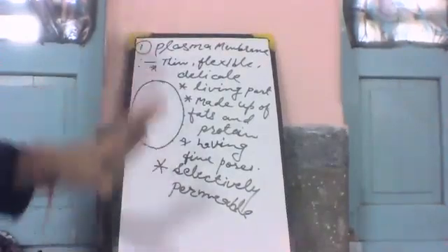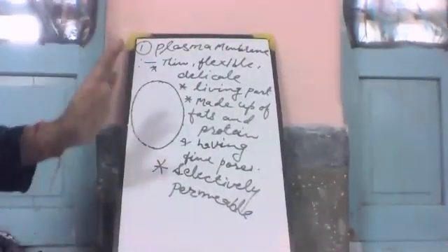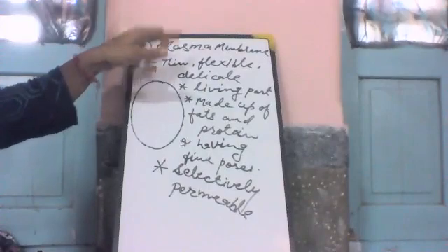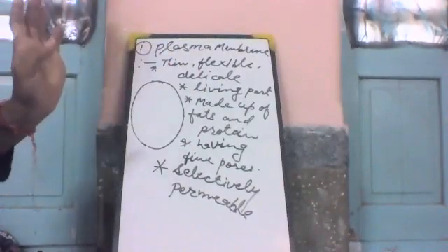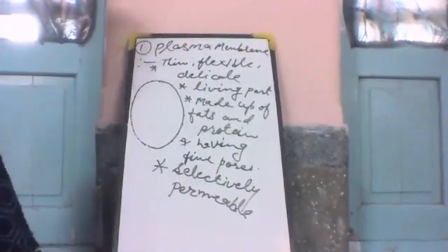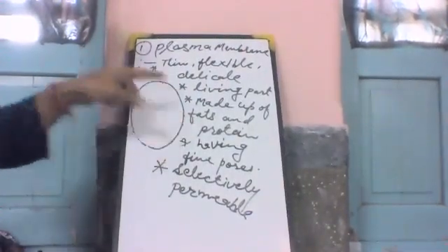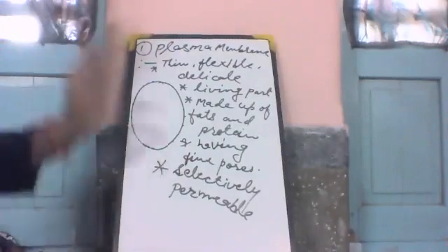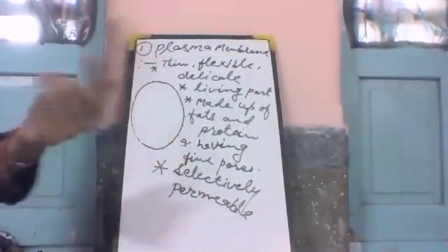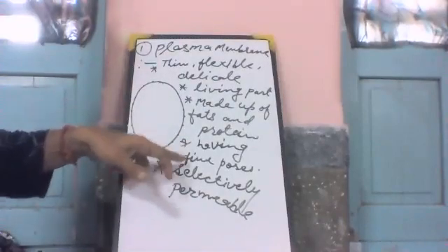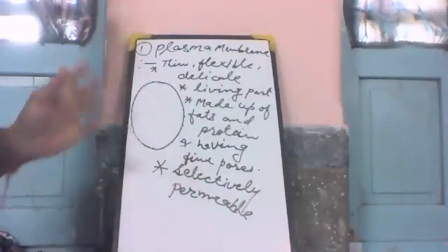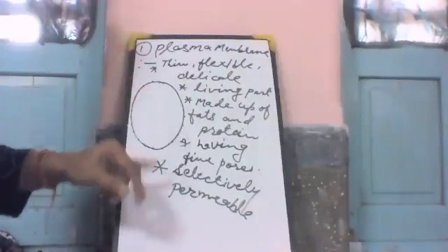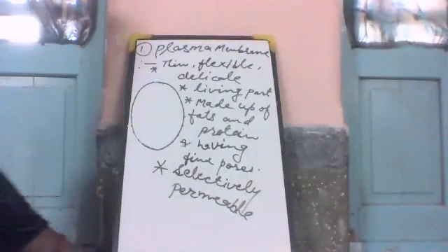These are the characteristics of plasma membrane. See, what are the characteristics of plasma membrane? The plasma membrane is thin, flexible, and delicate. It's a living part of a cell. It is made up of fats and proteins and has fine pores, very small tiny pores, like a sieve. Due to the presence of these pores, some substances can pass in and move out of the cell. So the plasma membrane is selectively permeable.